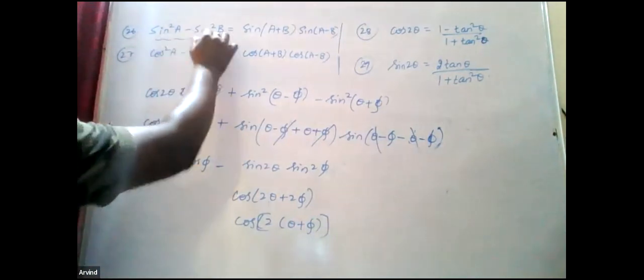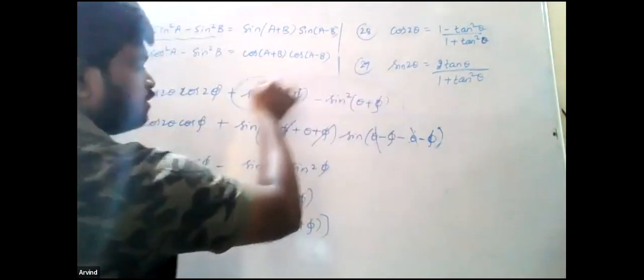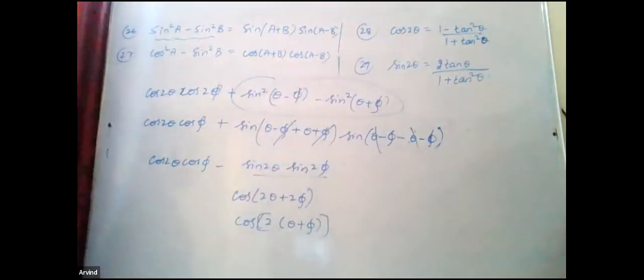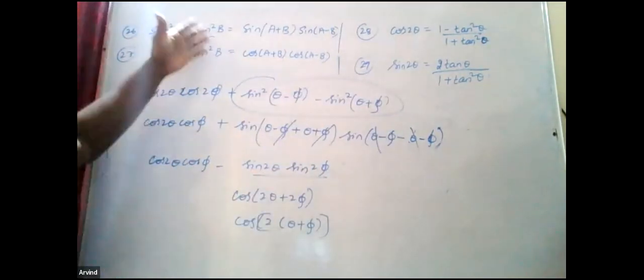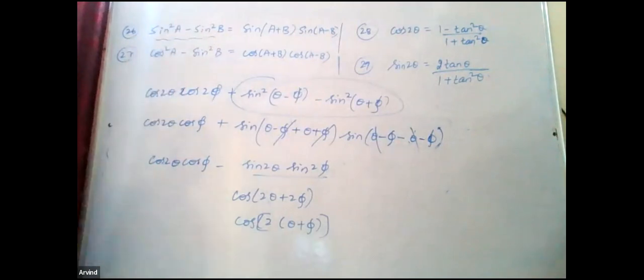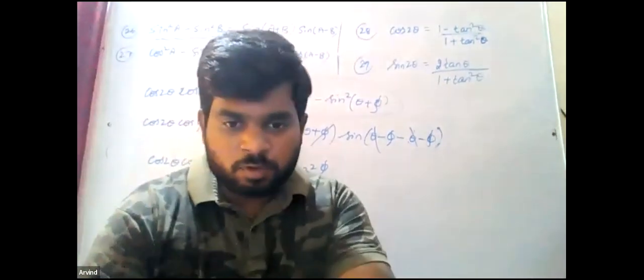So I repeat it again. I've just used this formula sin square a minus sin square b for this stuff. Then I got this and simplified it. Okay. So as you know, once you know the formulas, you can easily solve such things. Okay, a few more problems, then we'll stop.